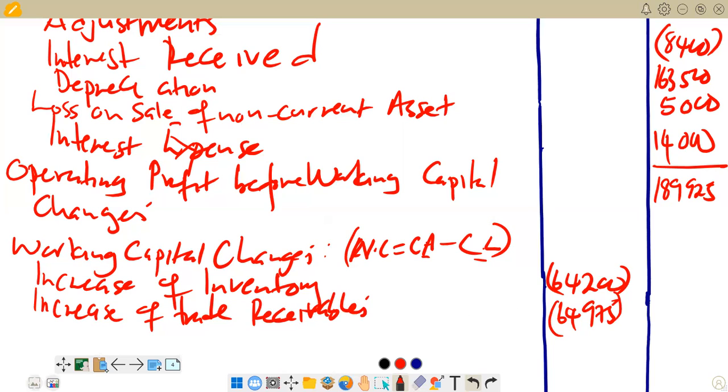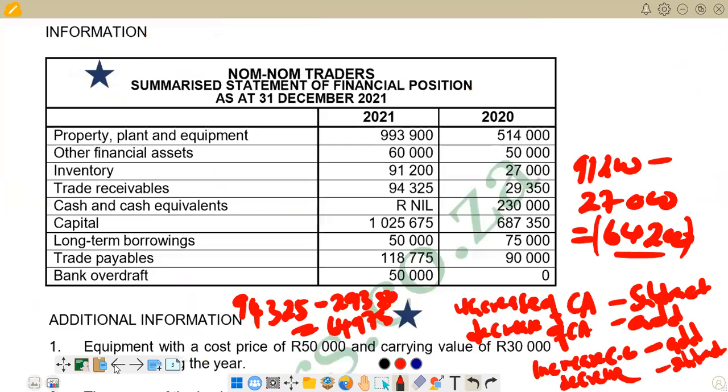And obviously now we are going to look for payables. What happened to payables? So on payables, we see there is an increase of payables, and the payables are current liabilities. So here, for current liabilities, this is a section for current liabilities. When there is an increase, we add, and here there's an increase, and we try to see what increase we have there. We have got 118,775. Then we subtract 90,000. Then when we calculate that one, we're supposed to get 28,775. So it means this one we are going to add because it's an increase of a current liability.